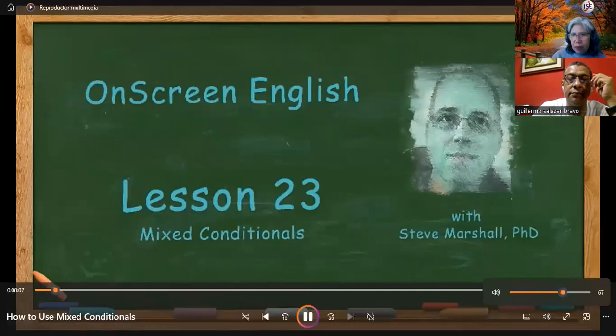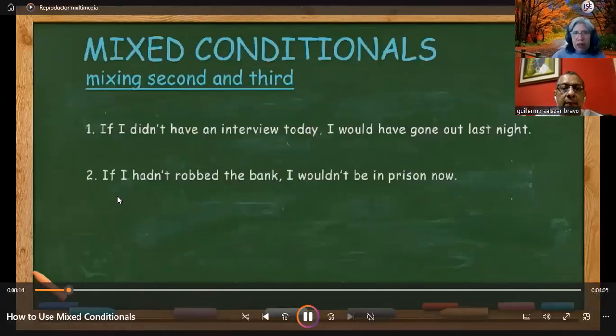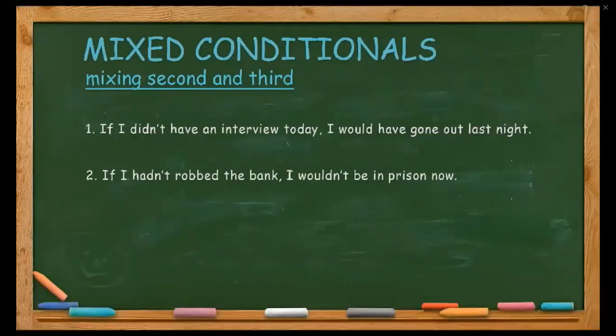Mixed conditionals. The most common way to mix conditionals is to mix second and third conditionals. Number 1, if I didn't have an interview today, I would have gone out last night. 2, if I hadn't robbed the bank, I wouldn't be in prison now.